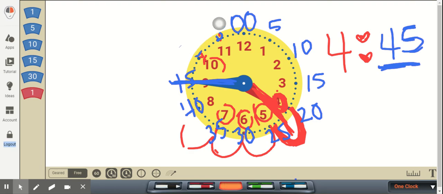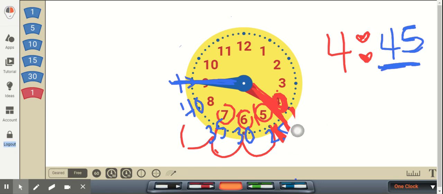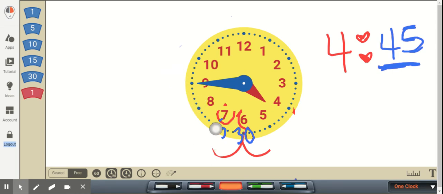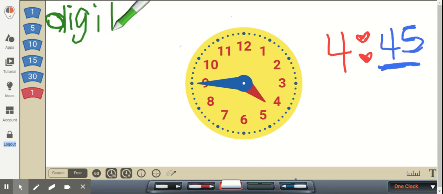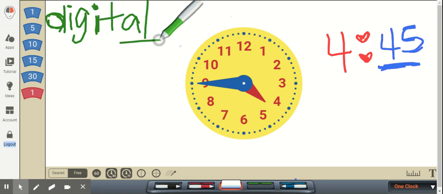So we went over this. It covers the minutes, we covered the hours, and so on. Lastly, I want to go over 2 different types of clocks. Okay? You guys are probably used to looking at what is called a digital. I'm going to write that in green over here. Digital. And this is the type of clock or time that you guys see on your iPad, your phones, whatever device you guys have. Those give you digital. Okay?